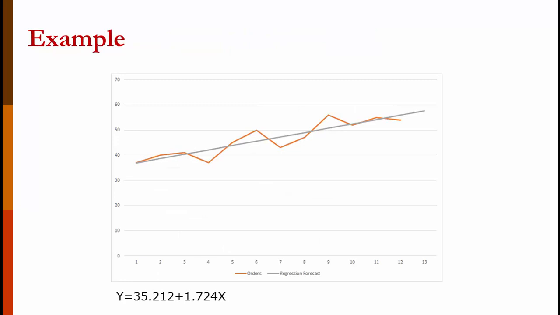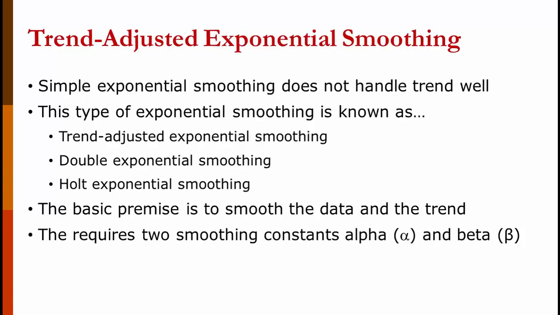The screen shows our regression forecast. Red is the actual data. The light gray is the forecast. The forecast out of regression is always, always, always a straight line. Simple exponential smoothing does not handle trend well.